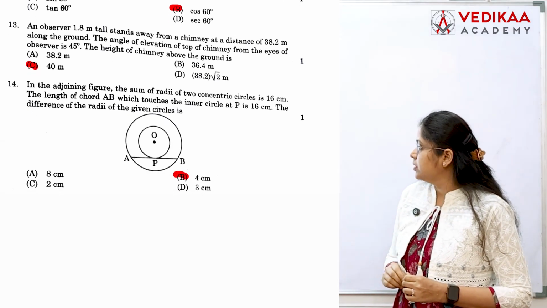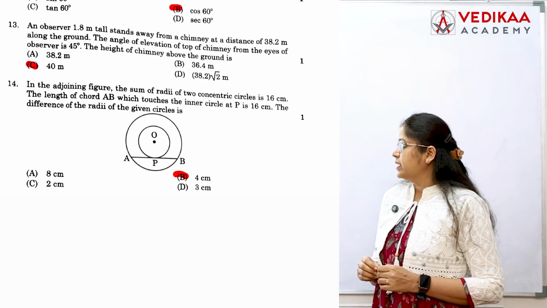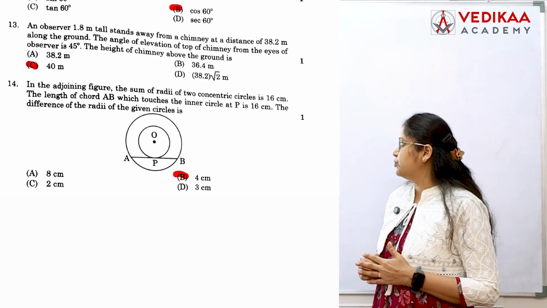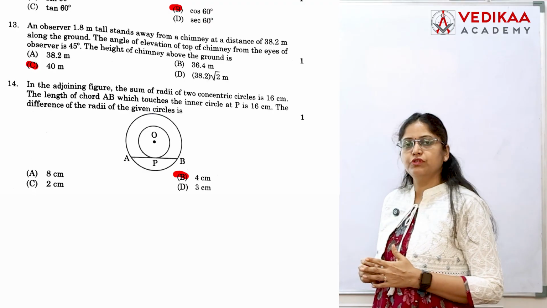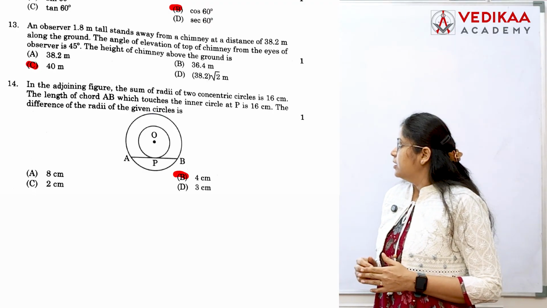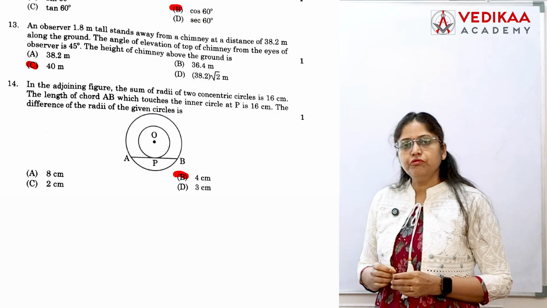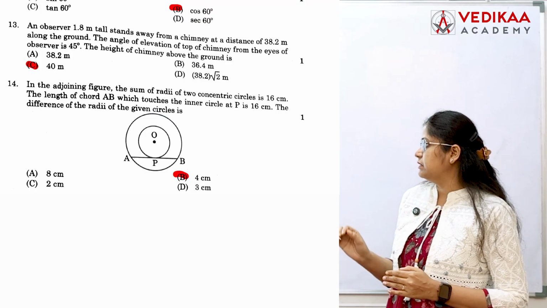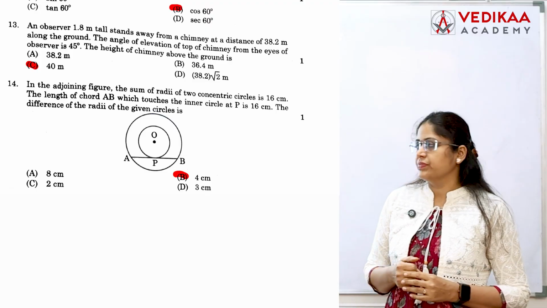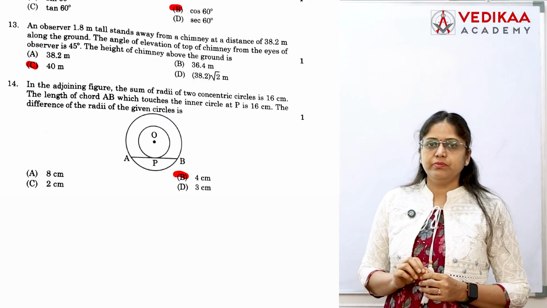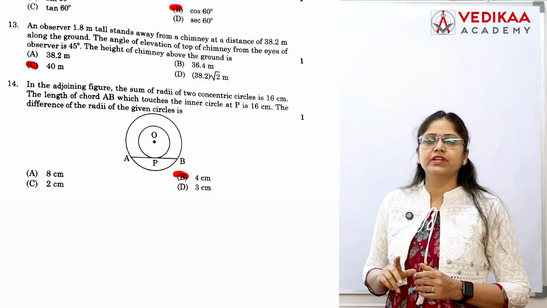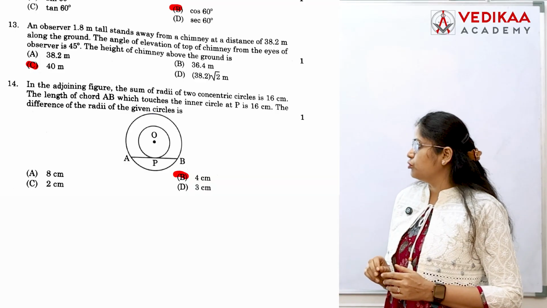Next, one figure was given to you and the sum of radii is given to you for the concentric circles, which is equal to 16 centimeter, and the value of AB is given to you. Now we know that AB is a tangent to the inner circle, so AP is equal to PB, which is half of that AB. So AP is coming out to be 8.